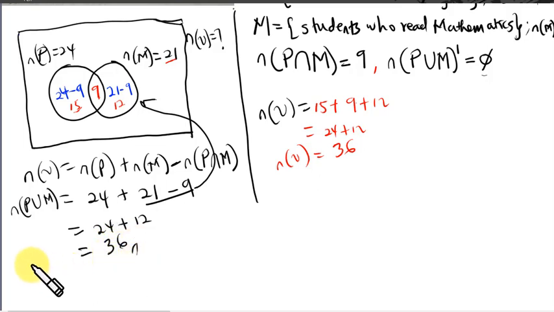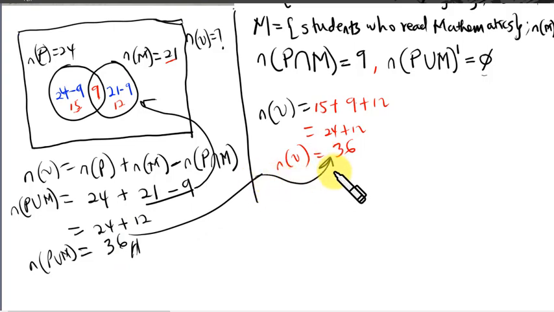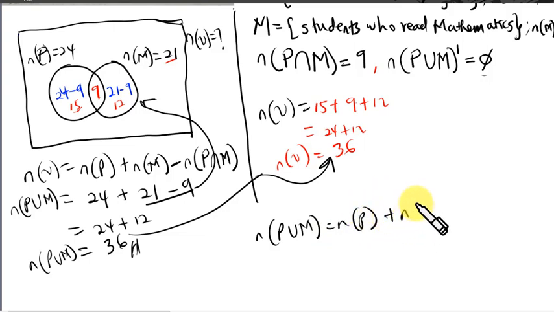So you can see that the number of students in P union M, the so-called universal set, of course, because there is no complement, I still get 36, just as I had it here. So there is no need to even draw the Venn diagram. The formula is just that the number of those in P union M, that is the 2 sets, is equal to the number of students in this set, plus the number of students in the next set, minus the number of students in the intersection.